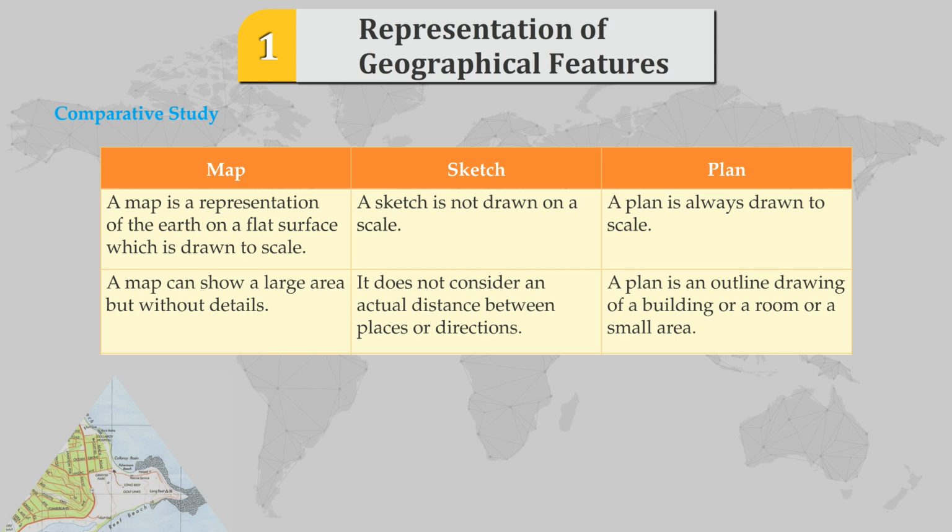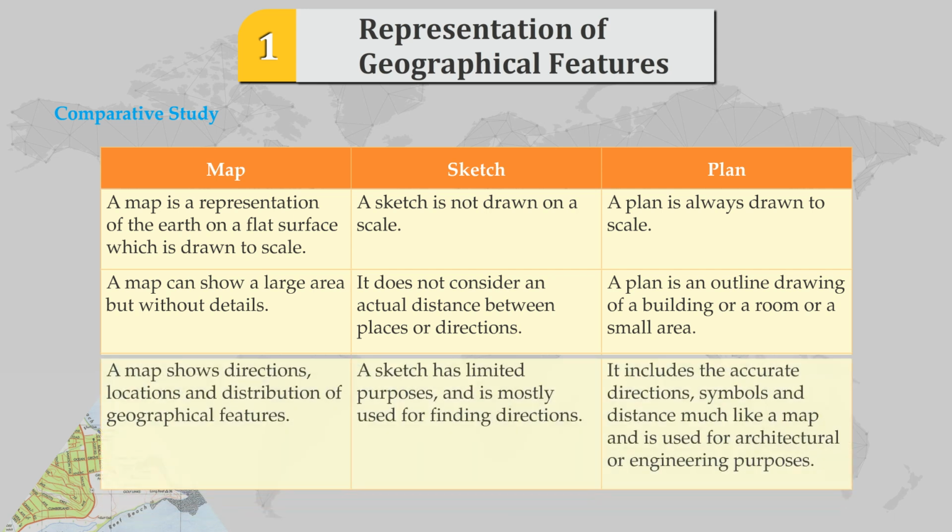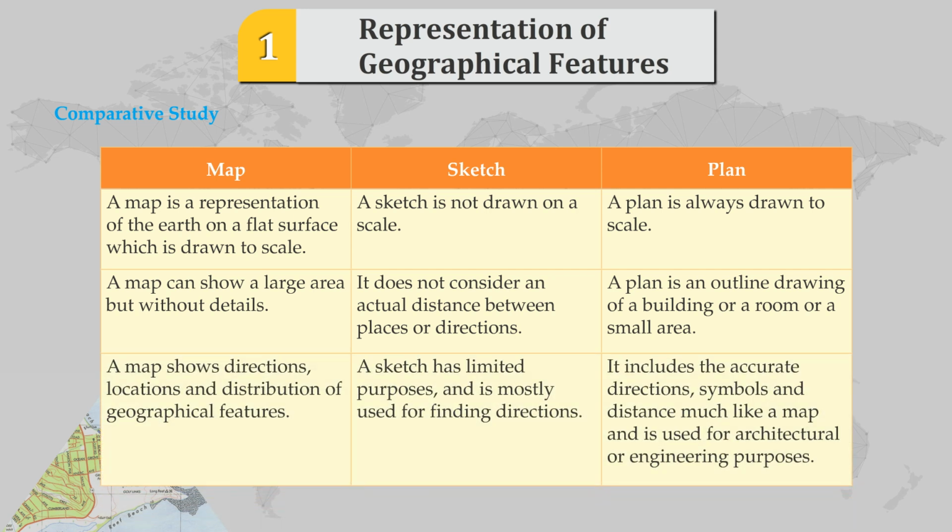A plan is an outline drawing of a building or a room or a small area. A map shows directions, locations, and distribution of geographical features. A sketch has limited purposes and it's mostly used for finding directions. A plan includes the accurate directions, symbols, and distance like a map, and is used for architectural or engineering purposes.